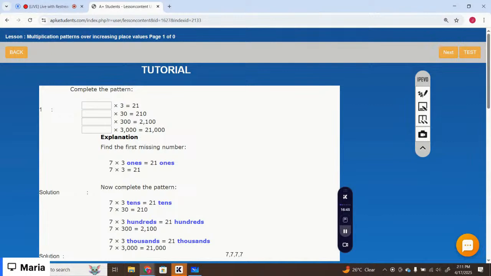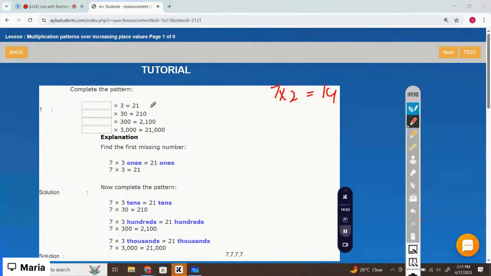Complete the pattern. So the missing number times 3 equals 21. You need to find what number times 3 is 21. 7 times 3 is 21.